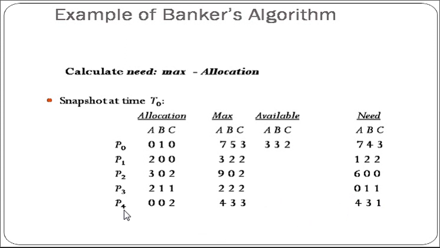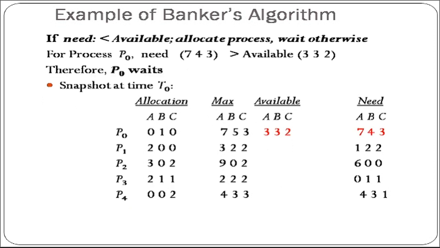I hope all of you clear up to this part. Now the next step is to find out whether P1 will get allocated or executed, or whether it will remain in the waiting state. Let us start with the next step. For the next step we will compare need with the available. If need is less than available, then allocate the process, otherwise the process will wait further.